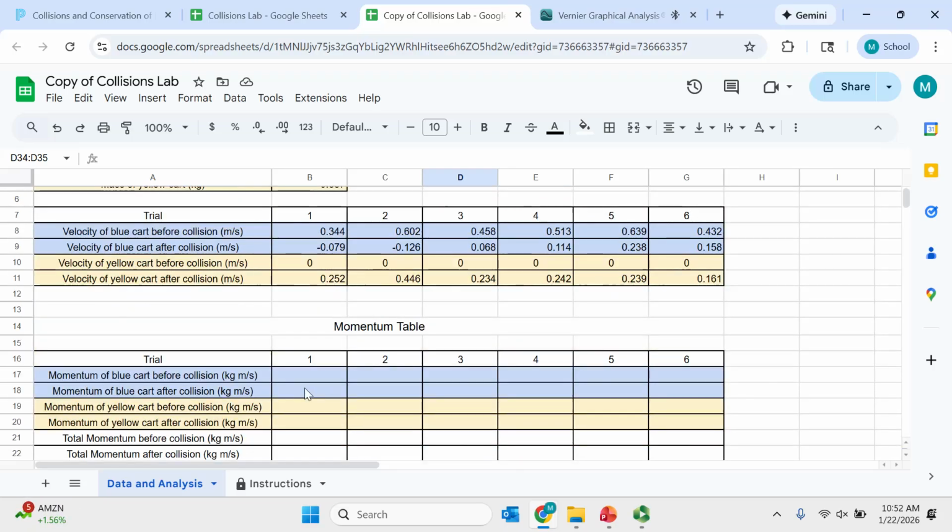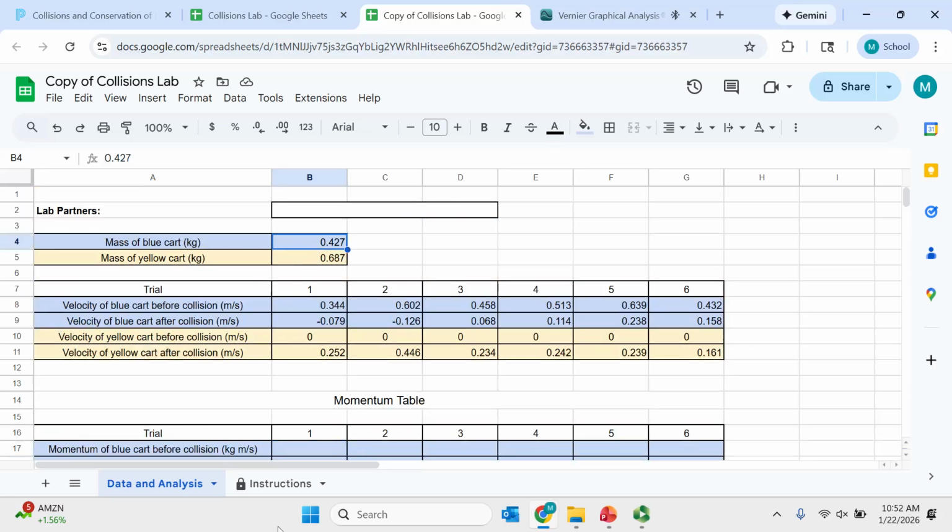Now, the first one I want to do is calculate momentum, for both carts before and after the collision. In order to calculate momentum, I'm going to take mass times velocity. The one thing I note is that I have the blue mass here and the yellow mass here. So every time I pick the blue mass, I'd want it to multiply by this cell. Every time I pick the yellow mass, I'd want it to multiply by that cell. There's a trick to telling Google Sheets that I always want to use this particular cell in my multiplication.